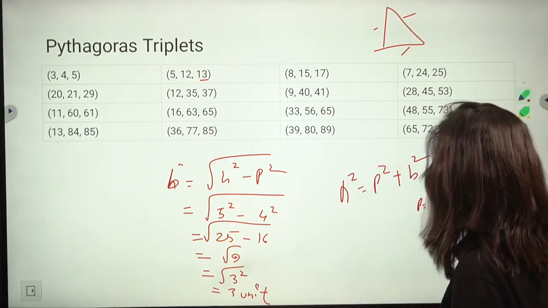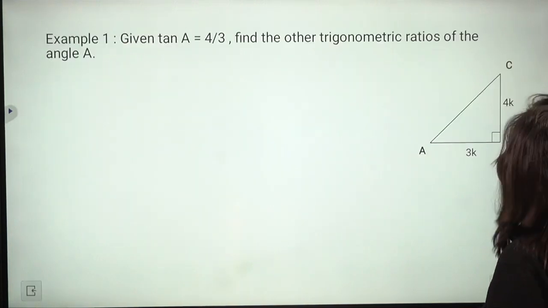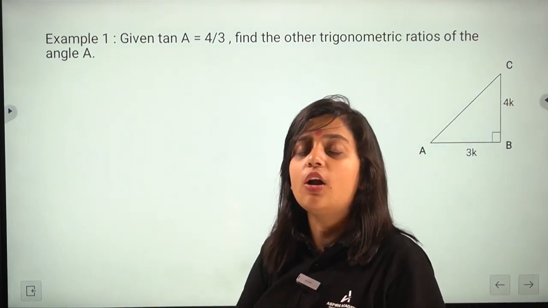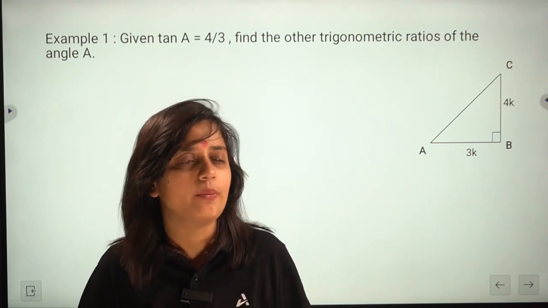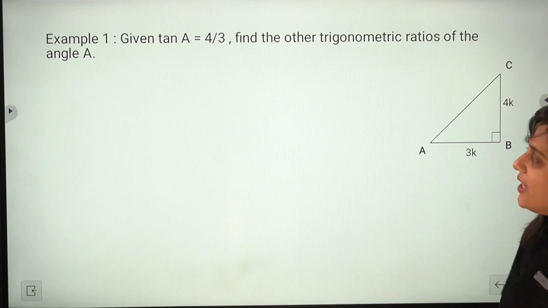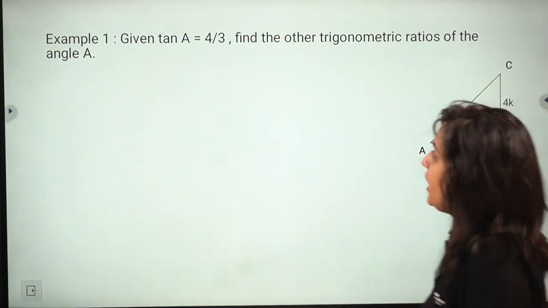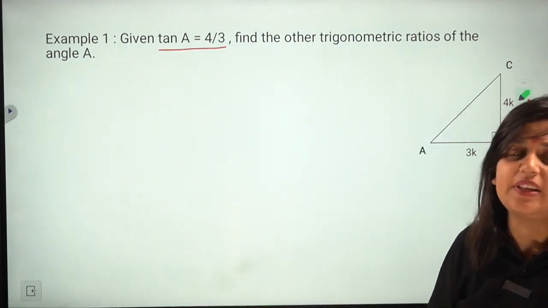Okay, now let's move to the next question you have. You can see, for the first question, example 1. We'll solve all the examples and all the exercises in the book, clear? So no need to have any worry about this. See, first example, first question we have, you can see on the board. What is given here? Given tan A equals 4 by 3. It's a trigonometric ratio.